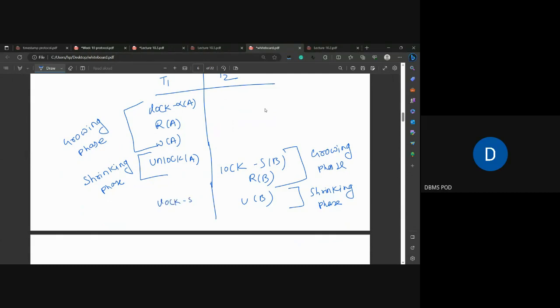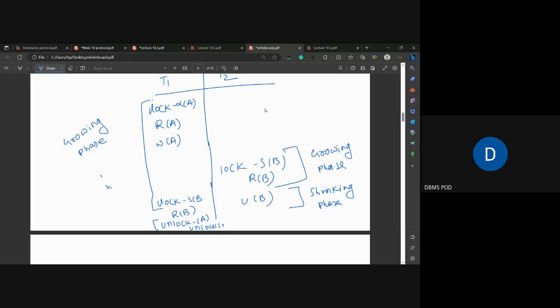Suppose T1 wants to read B. So it will lock B, then read B. We can unlock after that position also, right? Unlock A and read B, unlock B also. So you can see that this will be the growing phase and this will be the shrinking phase. So again it follows the two phase locking pattern. Once after the shrinking phase, you cannot have a growing phase.